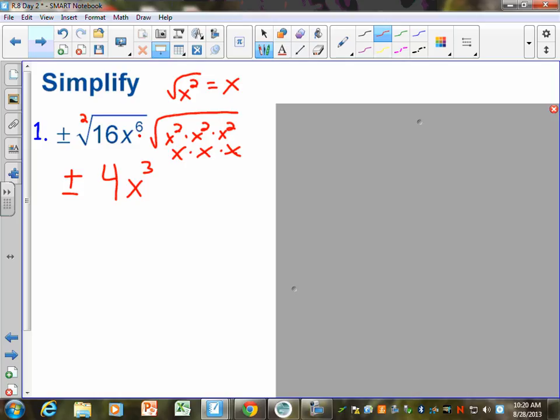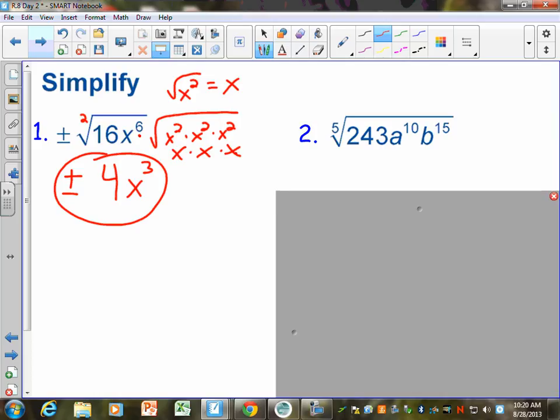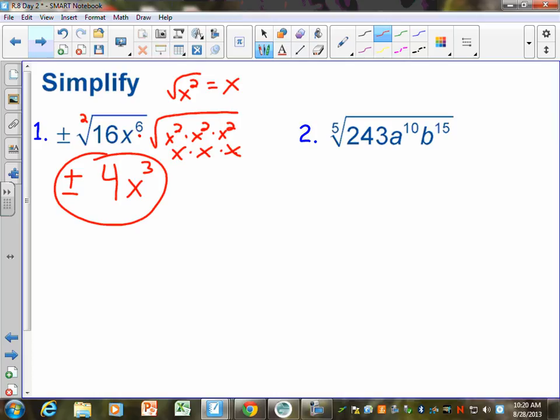No, because you add, right? When we multiply, we add. That works out really nice because it's a perfect square. But what we're going to focus on are the ones that don't work out so nice. Let's see if I put a nice one up here. Oh, yeah. We could do the same thing with any root, not just square root.